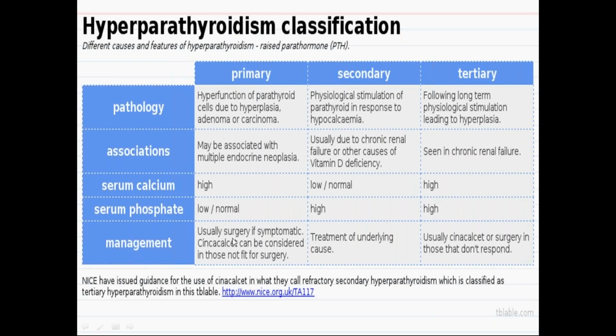So management usually includes surgery if symptomatic. Cinacalcet can be considered in those not fit for surgery. For secondary hyperparathyroidism, treat the underlying cause. In tertiary hyperparathyroidism, usually cinacalcet or surgery for those who do not respond to therapy.